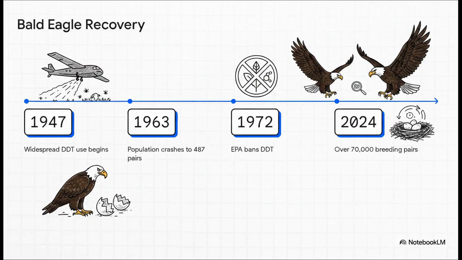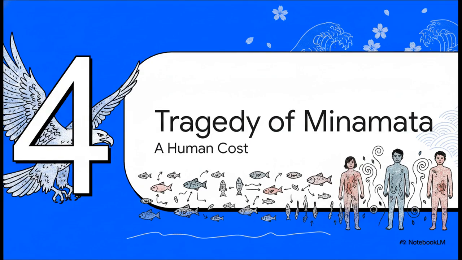It just proves that when we understand the causal mechanism and remove the stressor, we can absolutely reverse human-caused ecological collapse. Section 4. The Tragedy of Minamata. While the eagle's recovery is an incredible triumph, another historical tragedy unfolding around the exact same time in Japan revealed a deeply human and, frankly, far darker consequence of bioaccumulation.